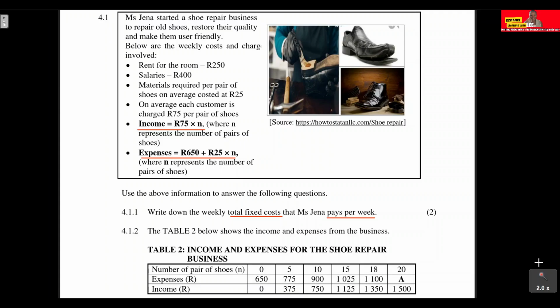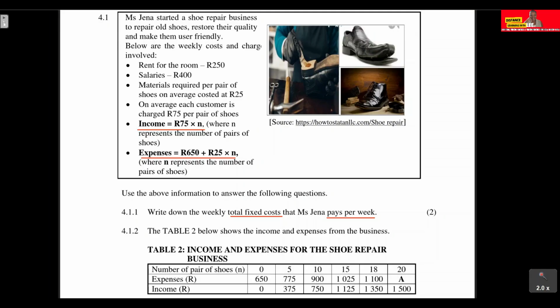So it's very important that you understand, when it comes to your income and expenses, what is a fixed cost and what is a variable cost. In this context, the question wants us to determine or write down the weekly total fixed costs that Miss Jenna pays per week. So we need to look at what costs she pays that are fixed, that do not depend on the number of shoes that she sells. We need to look at the information that is given to us and determine what those costs are.